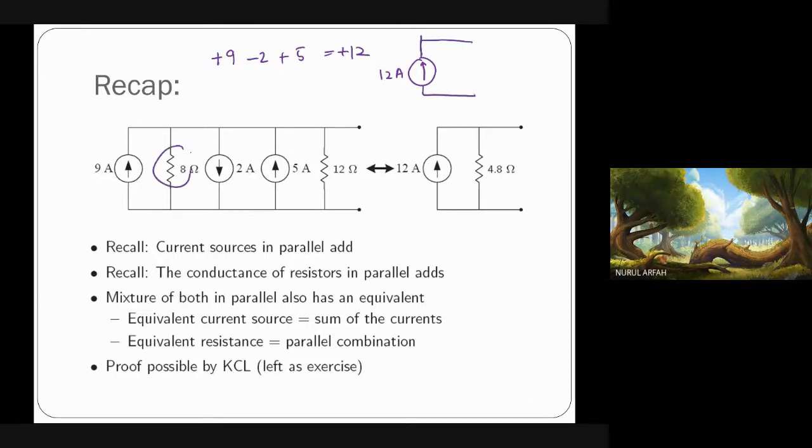Okay, what about these resistors? Since they are in parallel, then what should you do? Use what rules? Parallel rules, right? Okay, so equal to? Use your calculator. 4.8. 4.8. Okay, good. Actually the answer is already there. Okay.